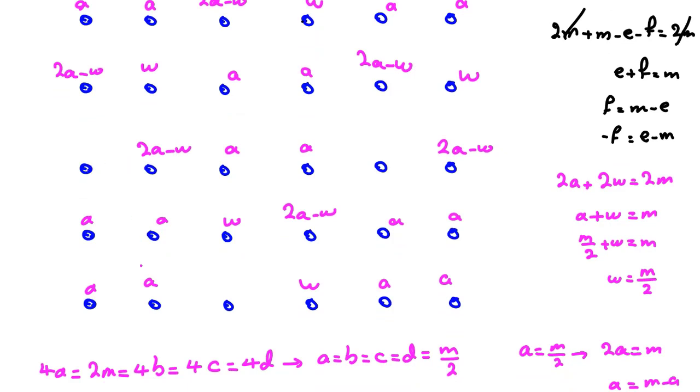2a minus W. This one, this one is 2a. This one is W. This one is 2a minus W. This one is W. Okay.